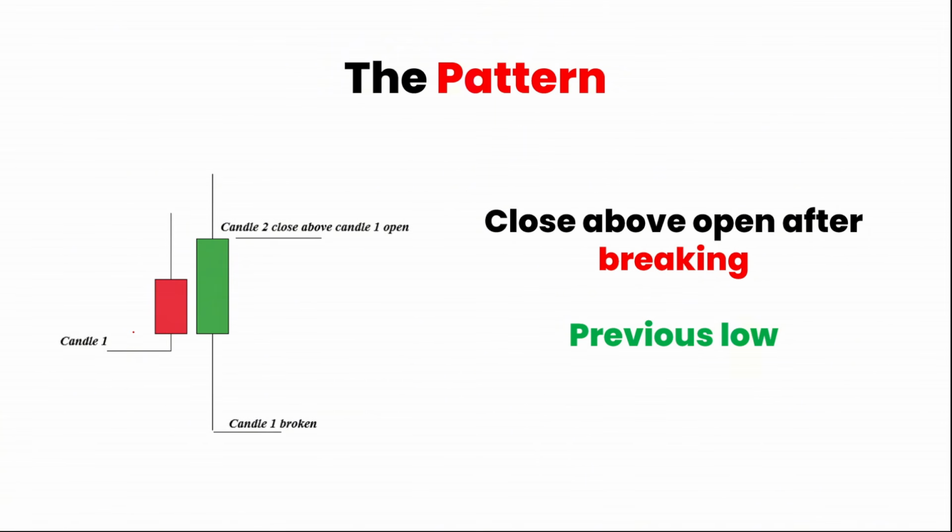The engulfment will actually require these features. The first one, I've named candle 1. The second one is candle 2. We need to first see the candle 1 low being broken, and then we need to see candle 2 closing above candle 1. So a close above the open after breaking is the first thing that you need to see, and then you also need to confirm by seeing a previous low being broken.